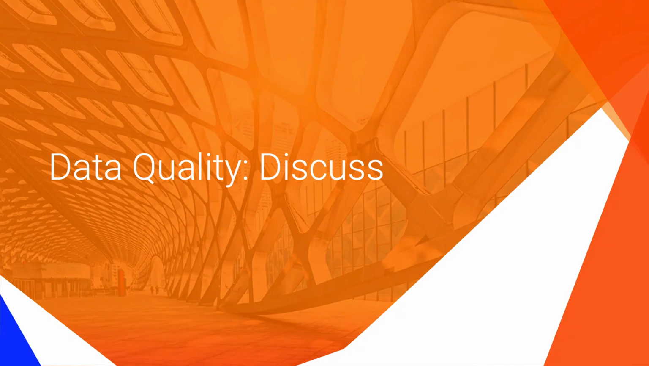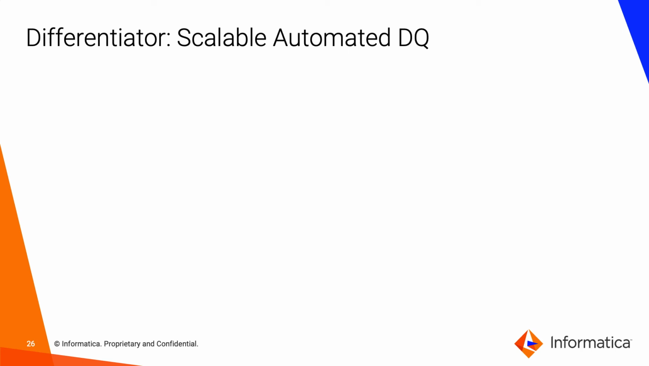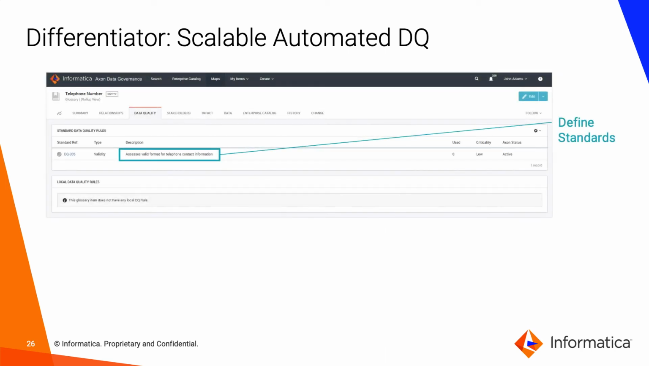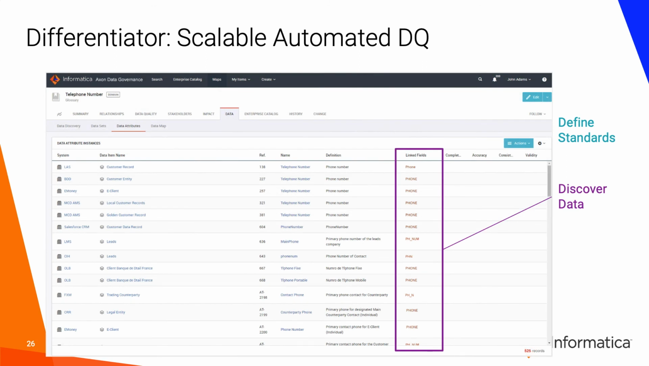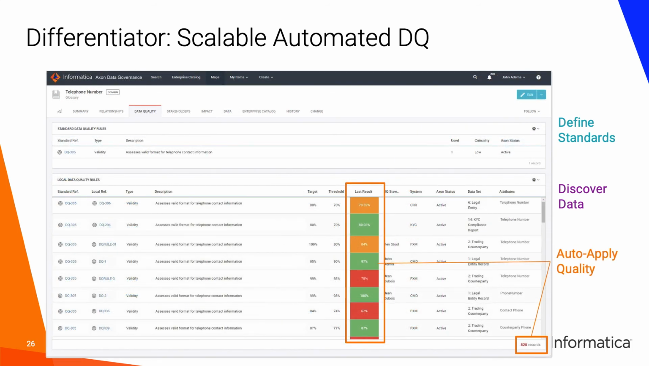So just to sum up, for data quality, our biggest differentiator is the scalable automated data quality rule application. You define a standard once. That's your standard data quality rule. You then discover data with EDC. In this example, it's gone much further to show the scale that we can do this at. We're looking at 525 different records that have been discovered for phone number, and then executed that quality rule, mapped it against all of those different appliances of that concept, and we have got data quality scores across the board.